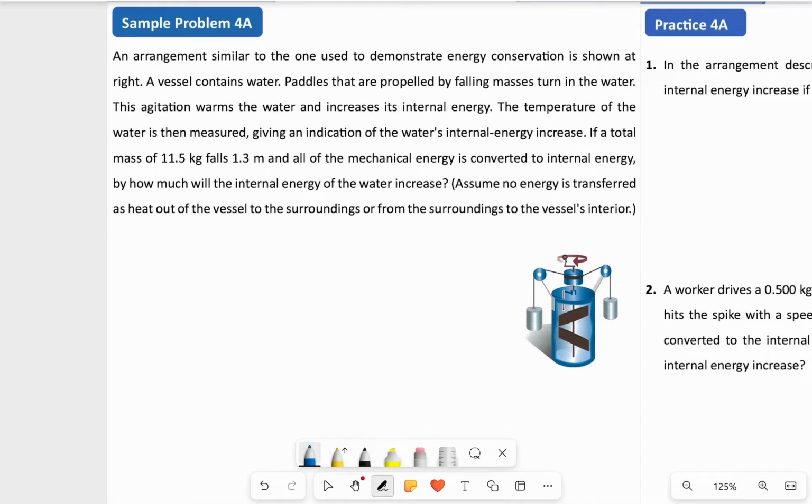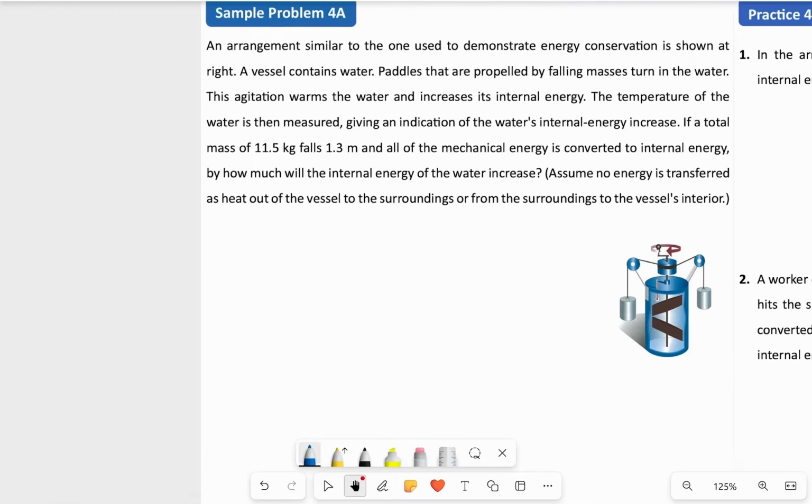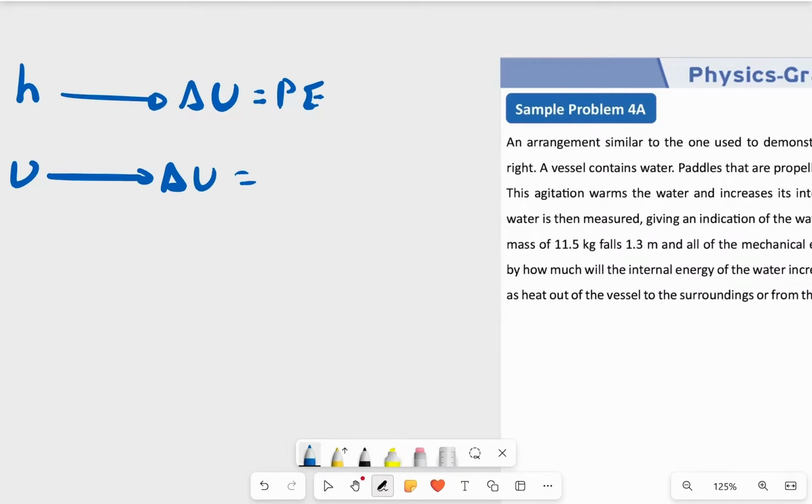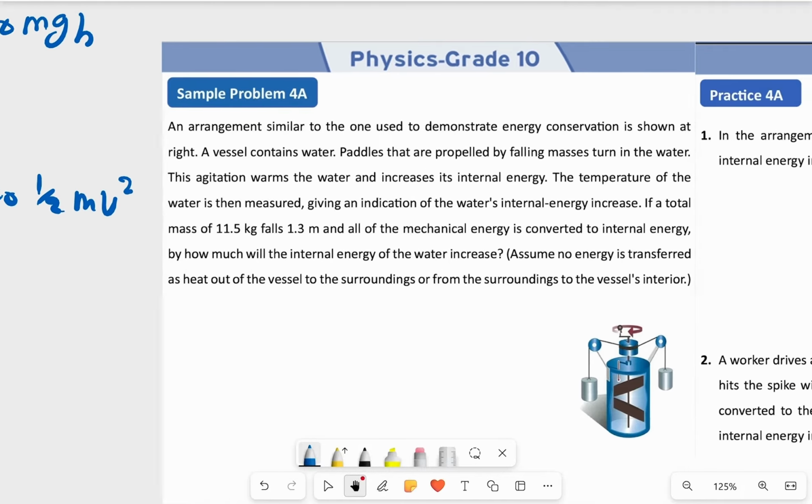In this video, we'll be solving sample problem 4A and then we'll be solving practice 4A. Before we begin, I want you to take two notes. Whenever you have h, which is height, you will be using this equation: delta U is equal to PE, okay? Whenever you have velocity, then you will say delta U is equal to KE, which is kinetic energy. You have memorized that potential energy is equal to mgh and kinetic energy is equal to 1/2 mv squared, which is mass times velocity squared.